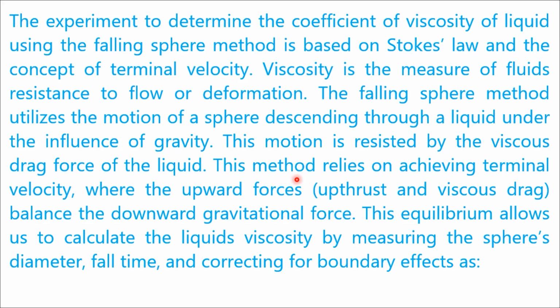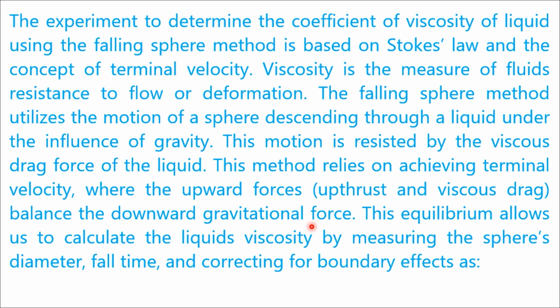This method relies on achieving the terminal velocity, and this terminal velocity is achieved when the upward forces, upthrust and viscous drag, balance the downward gravitational force. It means the constant velocity is achieved by the sphere when the gravity force is equal to the upthrust force plus the drag force. This upthrust force is that upward force exerted by the liquid on the sphere due to its displaced volume. And when the upward forces and downward forces balance each other, the equilibrium condition is achieved.